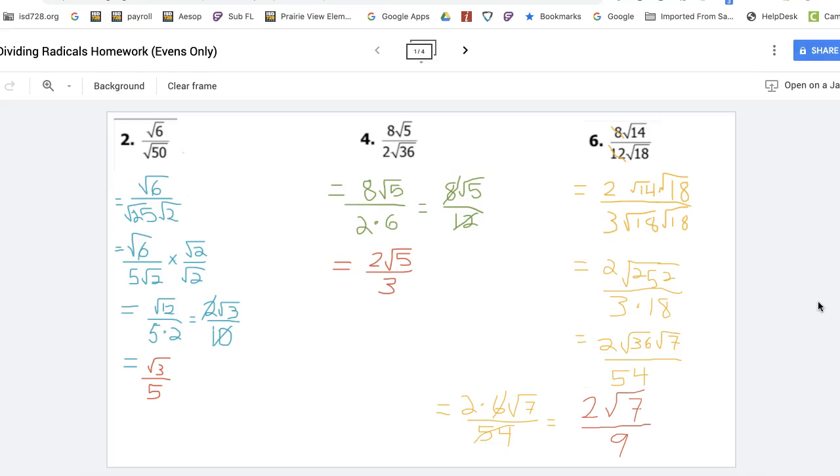Happy Friday, everybody. This is the review of the homework for today, which is dividing radicals and rationalizing the denominator.